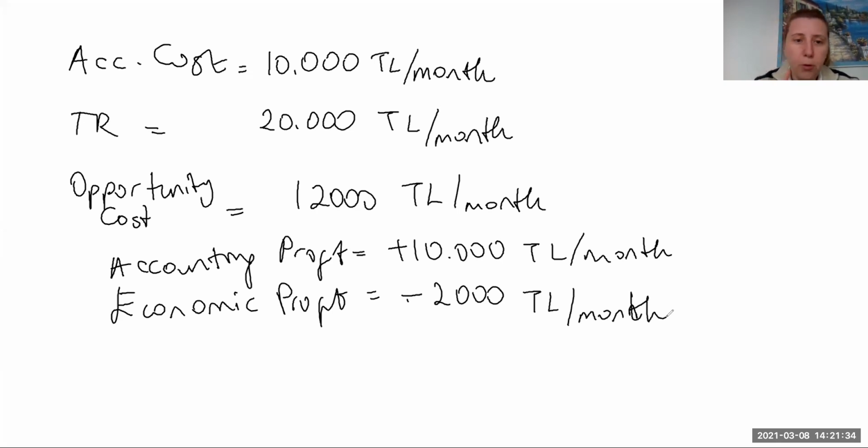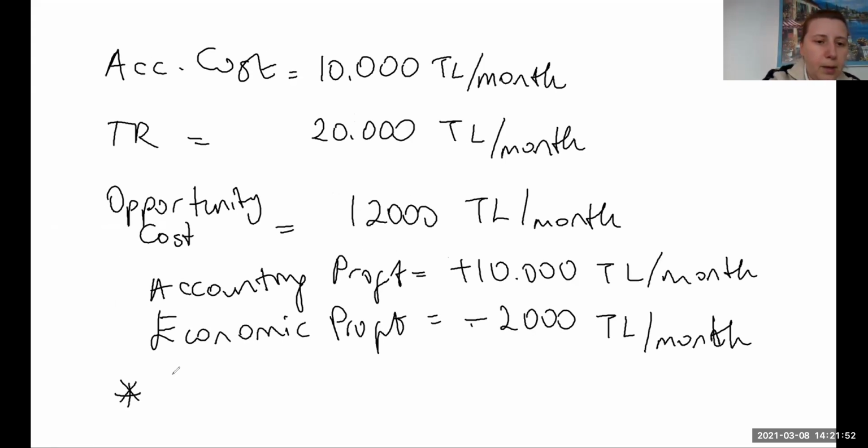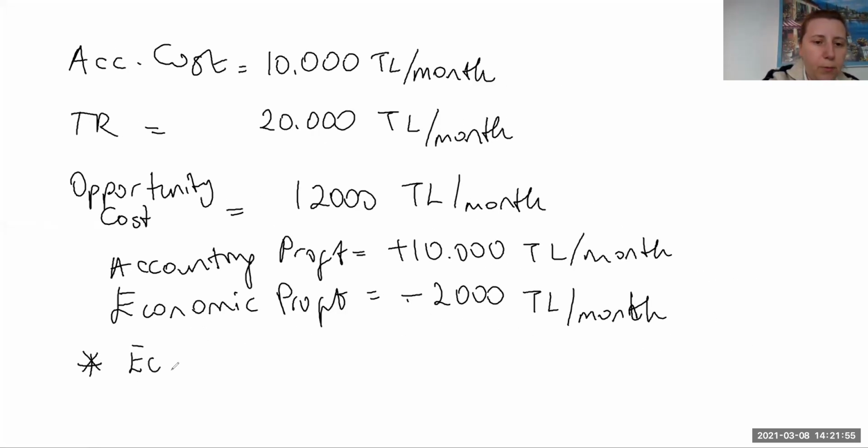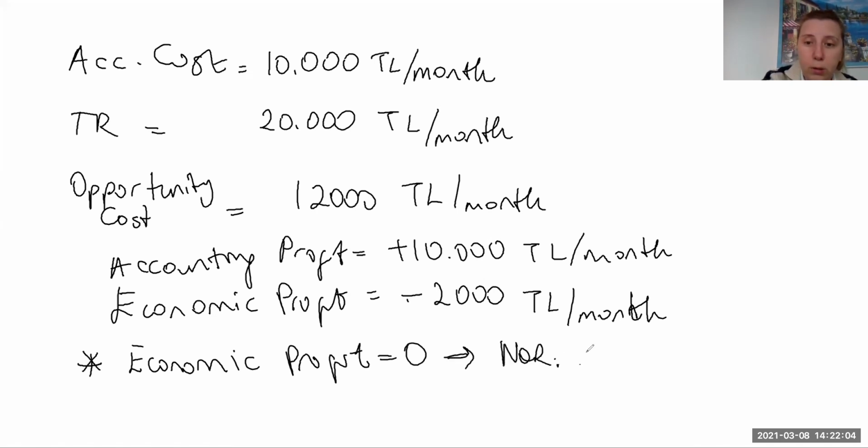And another important thing that we need to define, the zero economic profit is called the normal profit. Zero economic profit is called the normal profit. What does it mean, the zero economic profit? Why is it normal? How can it be normal?